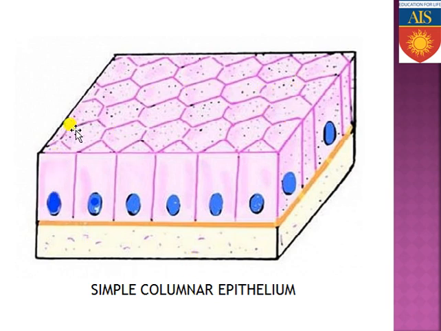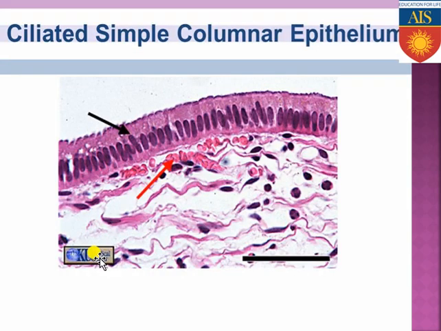You can see the cells are columnar shaped, and obviously a single layer of cells is present, that's why simple columnar epithelial tissue or cells. Just below there is the basement membrane layer, which is compulsory for any epithelial tissue.